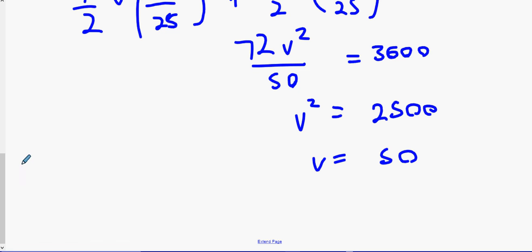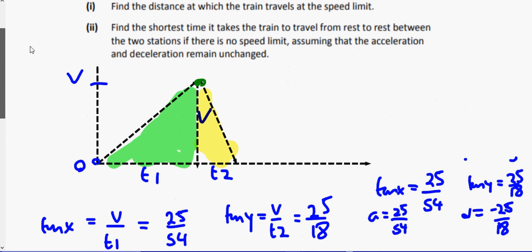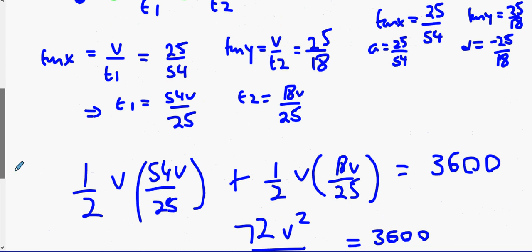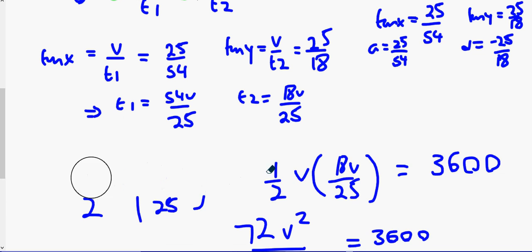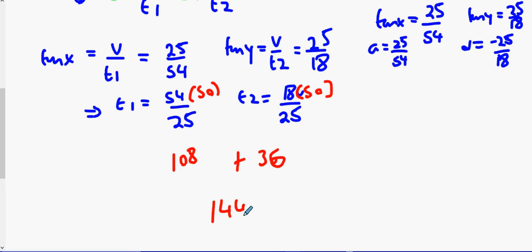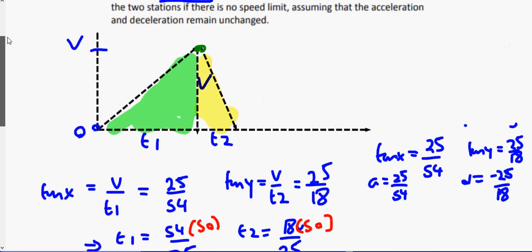Now it does specify that it wants the shortest time, so I haven't got that yet. I'm going to have to sub in 50 into my T1 and T2 values. The first value is 108, and the second value is 1/3 of that, which is 36. Add them both together and you get 144 seconds. So that is question linear 1A.